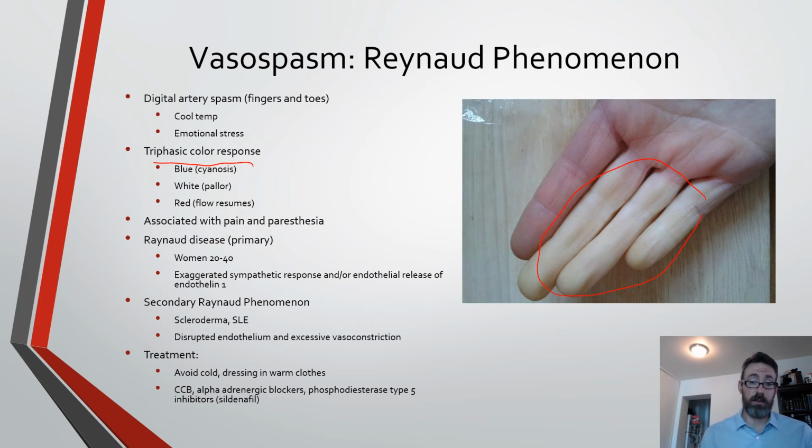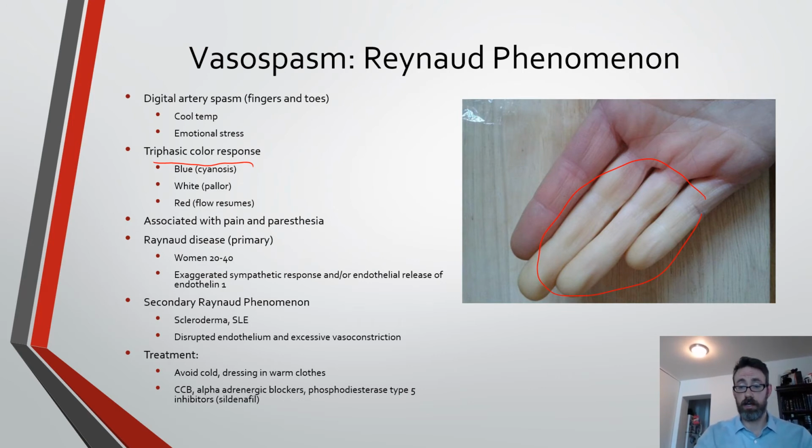Secondary Raynaud's phenomenon is actually secondary to something else. For example, scleroderma, or SLE, which is systemic lupus erythematosus. Here you essentially have a disrupted endothelium, which causes excessive vasoconstriction, which I spoke about: how disrupting the endothelium typically causes excess vasoconstriction.